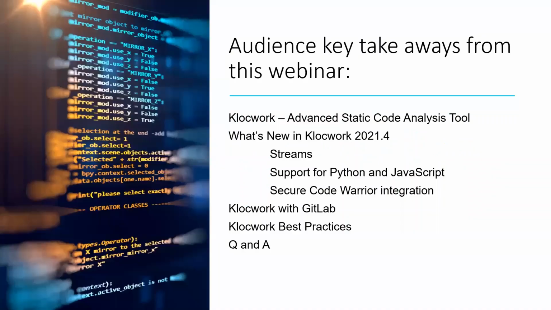So in today's session, we'll cover some basics of Clockwork. Most of you may already know what Clockwork is, and you might already have some hands-on experience with Clockwork, but still, we'll cover what is Clockwork and why you need Clockwork, and then what's new in the Clockwork 2021.4 version. We have newly introduced something called build team and project team, and Clockwork now supports analyzing Python and JavaScript, as well as one fantastic integration available now, that is with Secure Code Warrior. It's a continuous learning platform which will help developers to write secure code with ease of use.